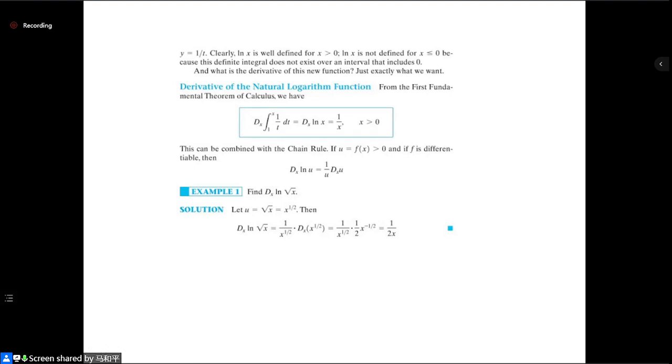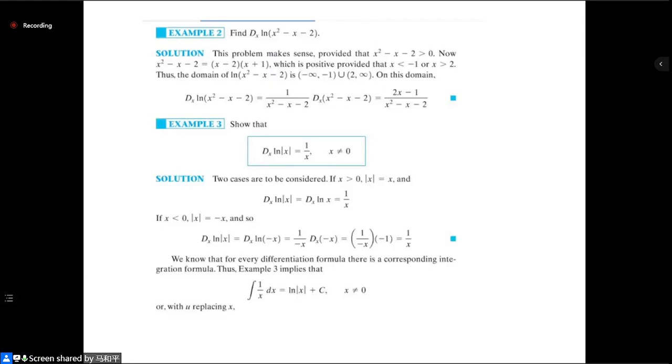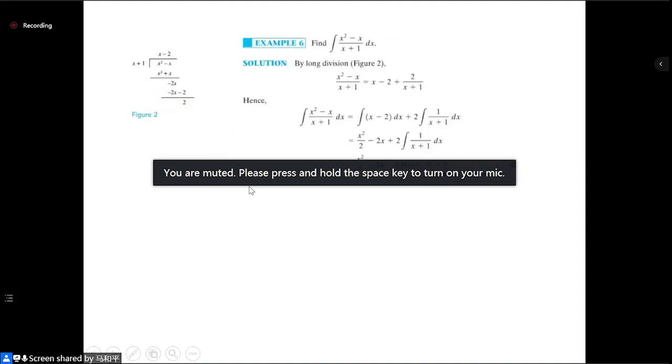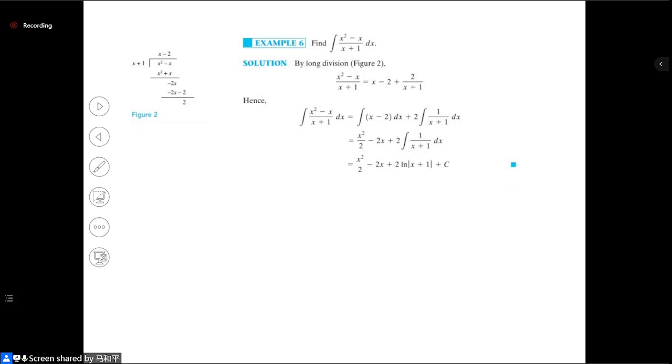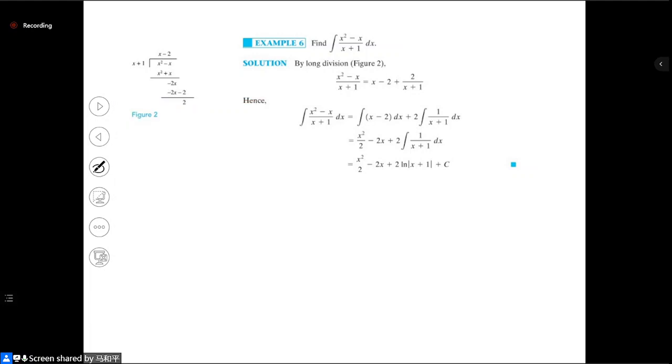Okay, first we review what we have learned last time. We have learned a new function, the natural logarithm function. Do you know the definition of this function? Do you remember the definition of this function?